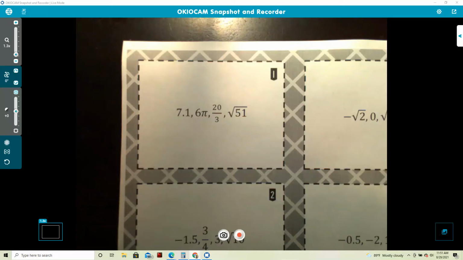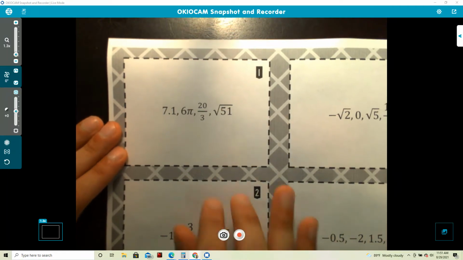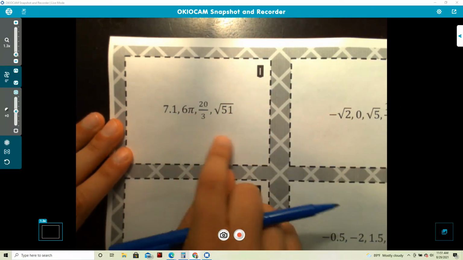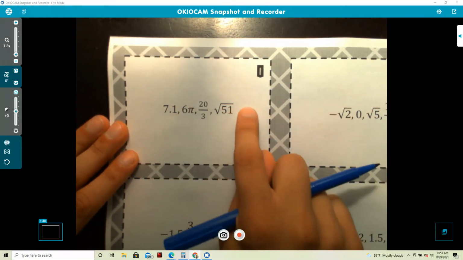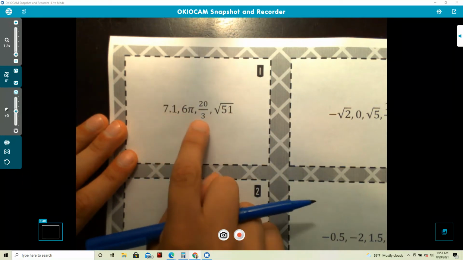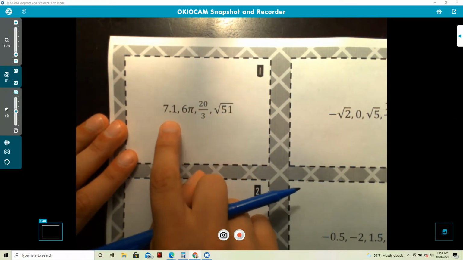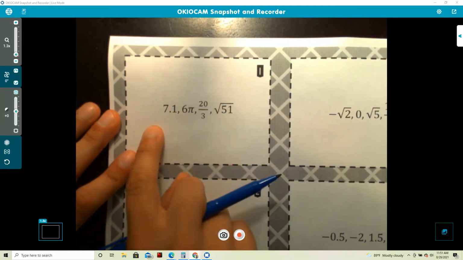All right, so this video is going to be on how to properly set up ordering real numbers from the task cards. So in each box, if you read the daily agenda, I give instructions on what I'm looking for. So first step, remember, is whenever we're given a set of numbers in different forms, our first step is to convert them all to whole number decimal form. So I'm going to go ahead and do that.